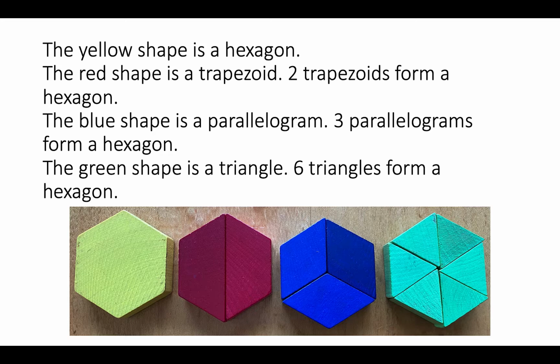And lastly, the green shape is a triangle. Six of these triangles will form the hexagon. This is actually an equilateral triangle. All three sides are equal and all three interior angles are equal.